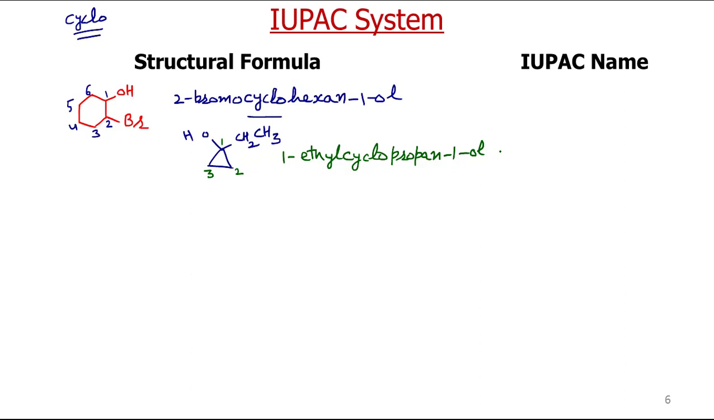What is its IUPAC name? 1-ethylcyclopropan-1-ol, or we can also simply write it as propanol. So that is how we give IUPAC names for cyclic alcohols. We use the prefix cyclo. So what I will do, I will write one more example so that you can practice. This will be our last example of this lecture.